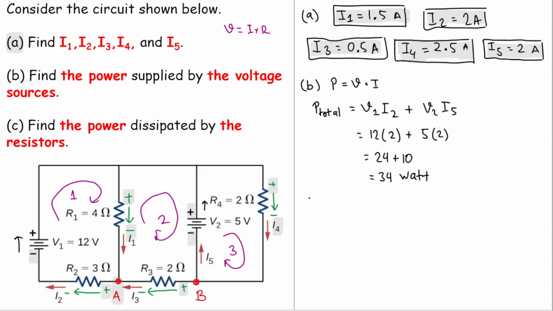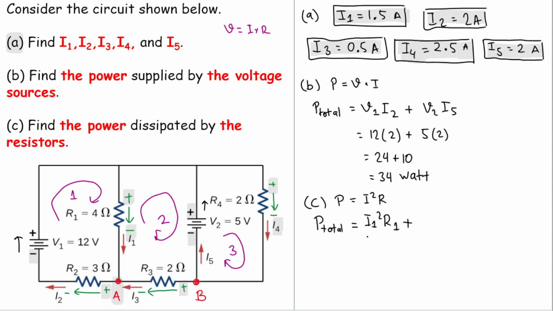And then for question C, find the power dissipated by the resistor. And for this problem, I will use this formula here: P is I squared multiplied by R. And we have 4 resistors here. So let's do that. So we will have P total here. Let's start with R1 here, and the current that passes through it is I1. So I will have I1 squared multiplied by R1.